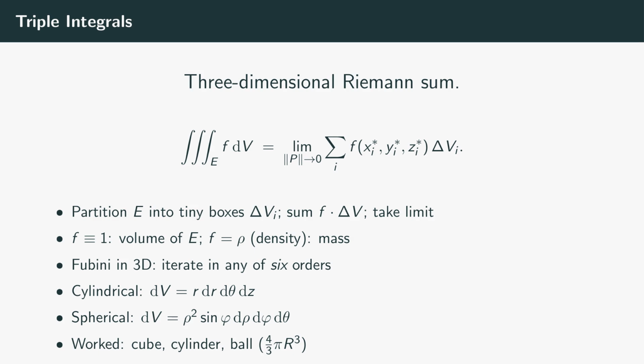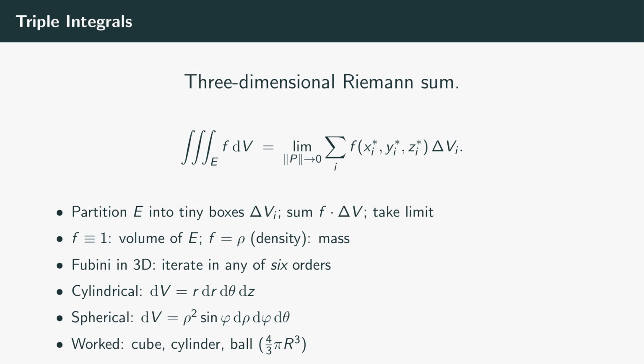Partition E into tiny boxes, each with volume delta V sub i. Pick a sample point xi star, yi star, zi star in each box. Sum f times delta V, take the limit as the boxes shrink to zero size. That limit is the triple integral over E of f of x, y, z dV.